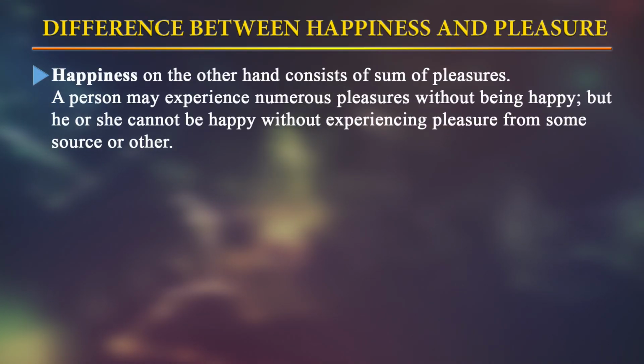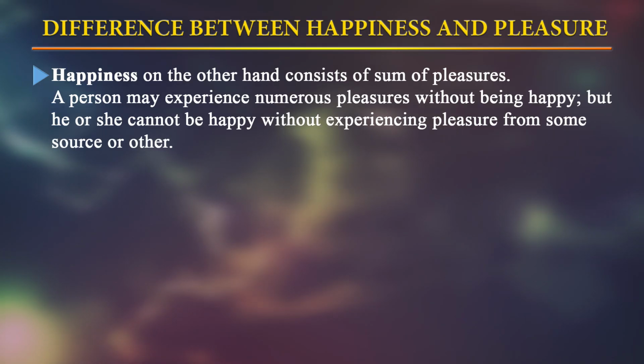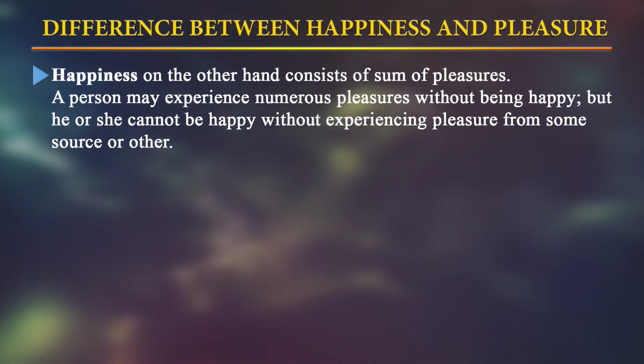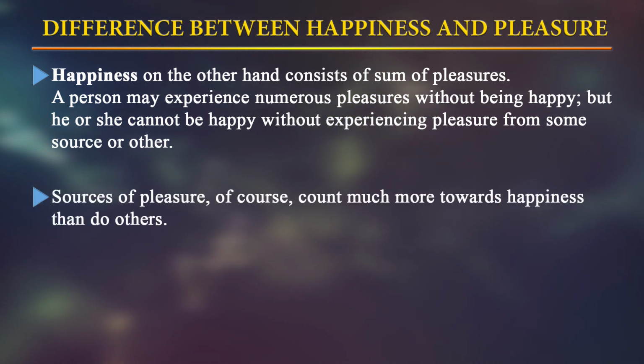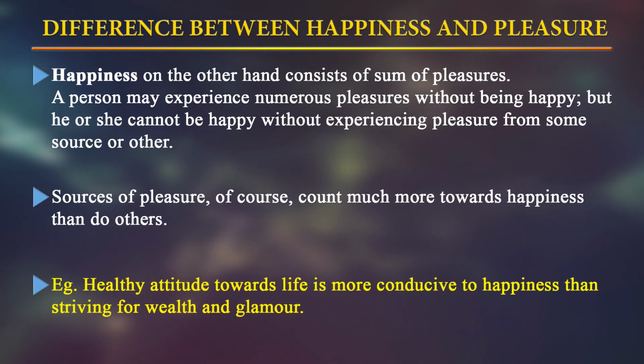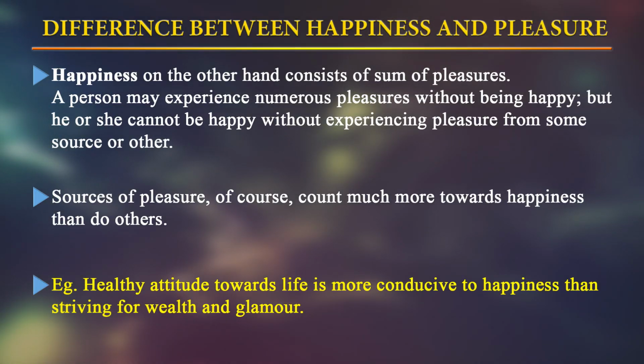Now, let us look at what is happiness. Happiness, on the other hand, consists of the sum of pleasures. A person may experience numerous pleasures without being happy, but he or she cannot be happy without experiencing pleasure from some source or the other. Sources of pleasure, of course, count much more towards happiness than do any other reasons. For example, healthy attitude towards life is more conducive to happiness than striving for wealth and glamour. So now you have seen the difference between pleasure and happiness.